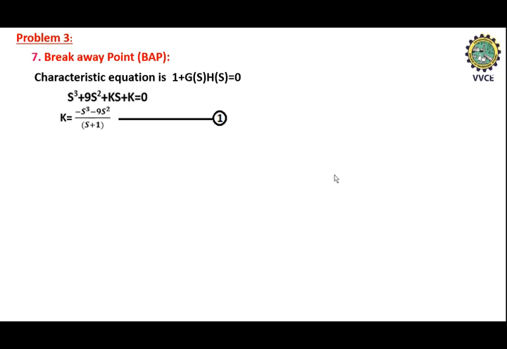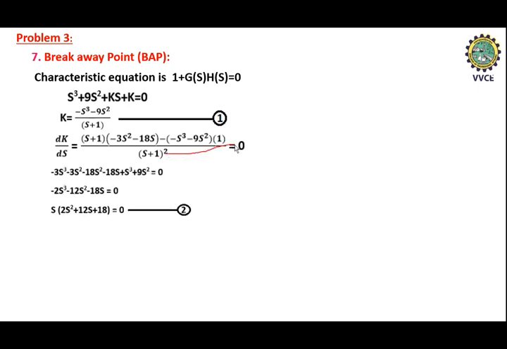As it is in the form of p by q, you can differentiate it by the division rule. It is denominator square in the denominator. In the numerator, you should consider denominator into differentiation of numerator minus numerator into differentiation of denominator. Simplify this equation; the whole denominator function will become 0, so the numerator function is equal to 0. Multiply this and simplify it.